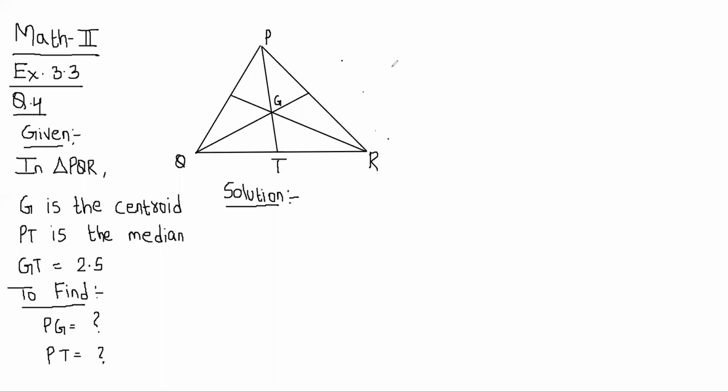So let us start with the sum. In this sum, we know that in triangle PQR, G is the centroid and PT is the median. So based on this, last year we have studied something about the centroid. Let us first understand this.